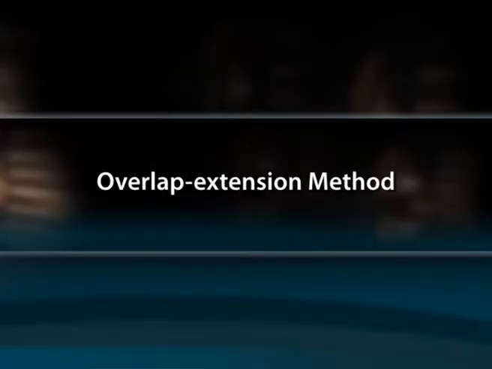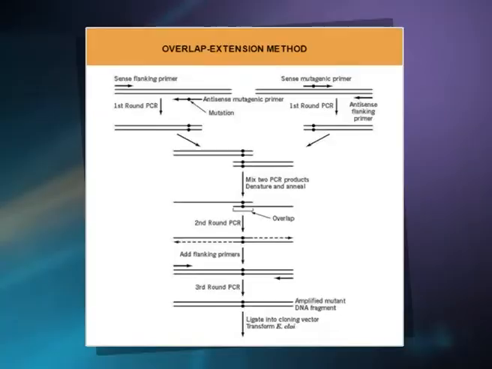Overlap extension method. It requires 4 oligonucleotide primers and 3 separate amplification reactions. 2 complementary mutagenic primers induce the mutation into the desired sequence of DNA and 2 flanking primers amplify the mutant fragment and facilitate cloning of the PCR fragment into a suitable vector. By this approach, a variety of mutations can be created, such as single base pair changes, deletions and insertions.